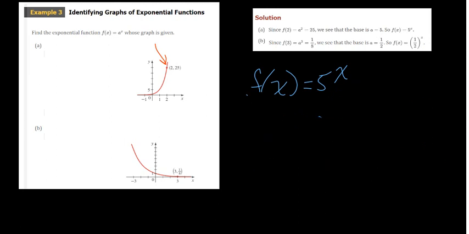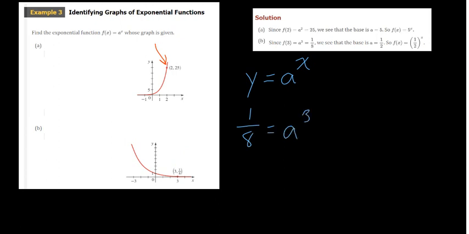B is very similar. Again, we'll just go ahead and write y is equal to a to the x. We're going to start there. And we see down here that the x is a 3 and the y is a 1/8. So we can say 1/8 is equal to a cubed. Well, what cubed will give me 1/8? And of course we see the answer there would be 1/2, right? So a would be equal to 1/2.